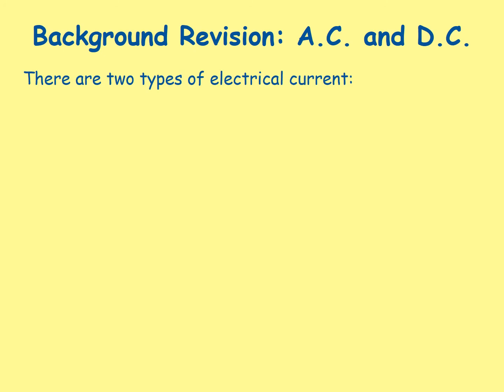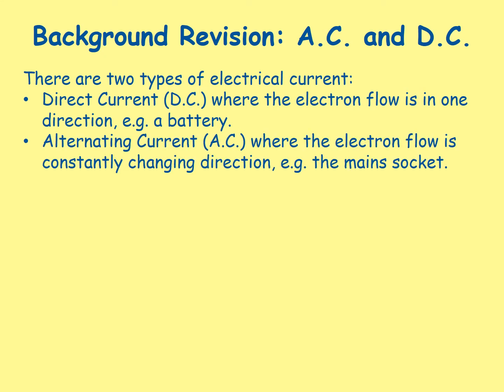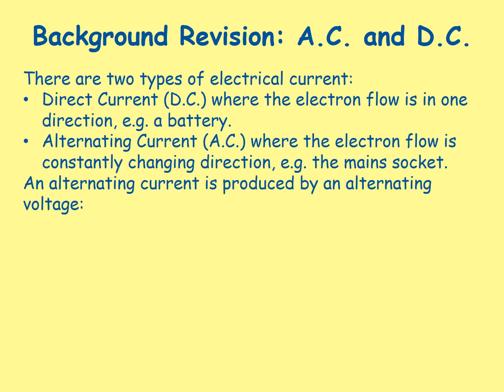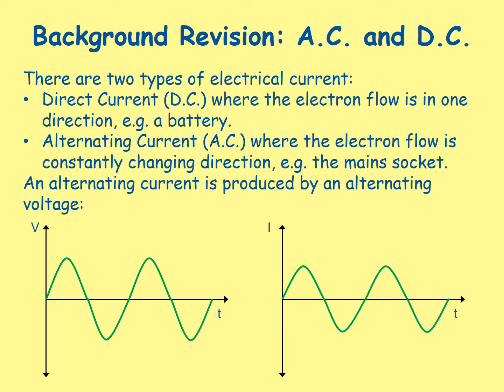Here is some background revision on AC and DC. There are two types of electrical current. Direct current, DC, where the electron flow is in one direction, for example, a battery. And alternating current, AC, where the electron flow is constantly changing direction, for example, the mains socket. An alternating current is produced by an alternating voltage. We can see our voltage time graph here, and also a current time graph, and here is one cycle.